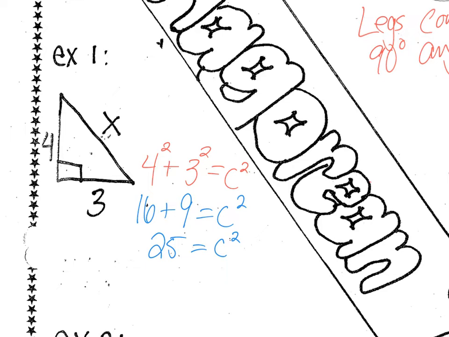Now, I've got to do something to get c by itself. That tells me the area of that square on c, but it doesn't fully tell me what c is. So the opposite of a square is a square root. To get c by itself, I'm going to take the square root of both sides. As we should remember, the square root of 25 is 5. So 5 is equal to c. That means this side is 5.